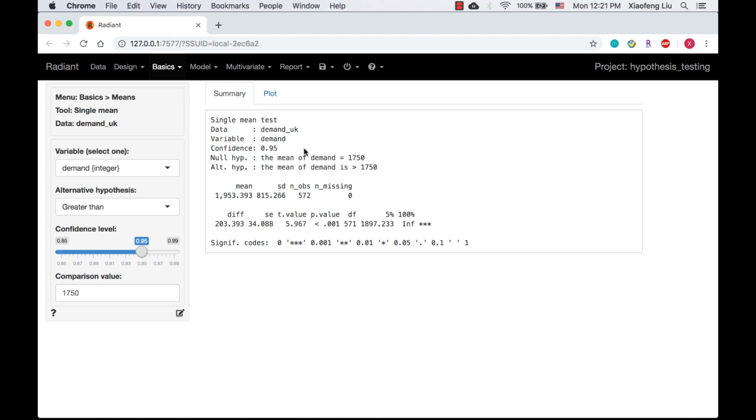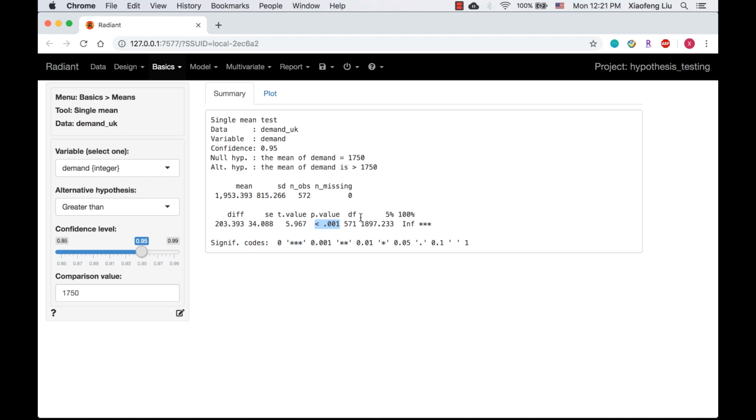There are three approaches to evaluate the null hypothesis. We will choose a significance level of 0.05. The first approach is to check the p-value. Because the p-value is smaller than the significance level, we reject the null hypothesis and suggest management enter the UK market.